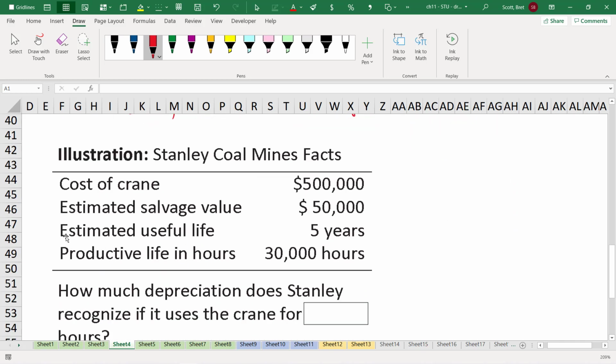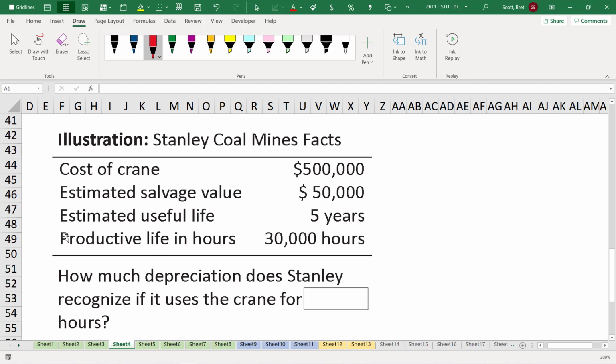So let's take a look at an example here. Stanley Coal Mines, they have a crane, costs $500,000, estimated salvage 50,000, estimated useful life 5 years, productive life 30,000 hours. So how much depreciation does Stanley recognize if it uses the crane for, let's say, 4,000 hours? How do we go about doing this?